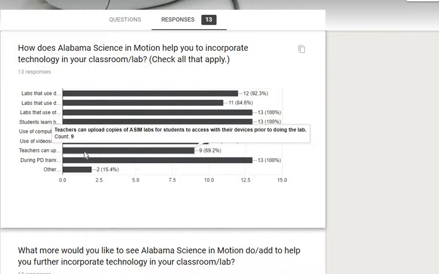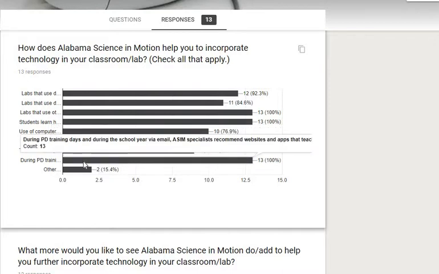9 of the 13 are making use of being able to upload copies of the labs so that students can access those with their devices prior to doing a lab. So they can read the lab ahead of time, copy it into a science notebook or an electronic notebook, or they can take their devices just straight into the lab and read the procedure off their device.